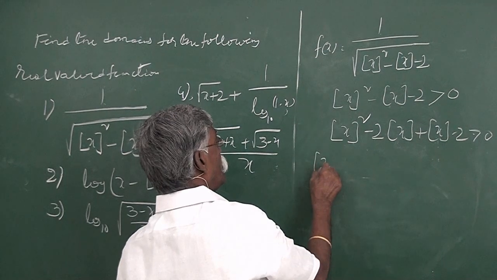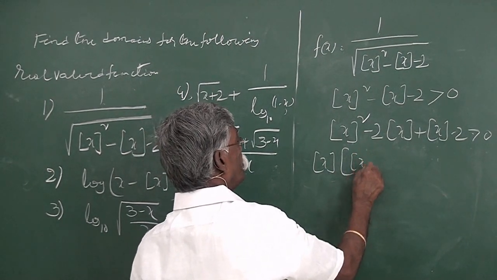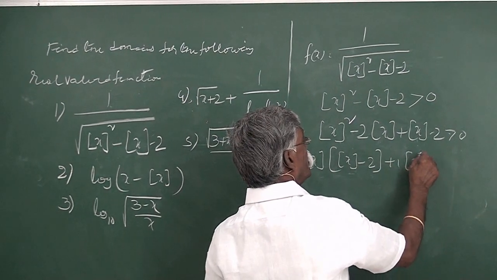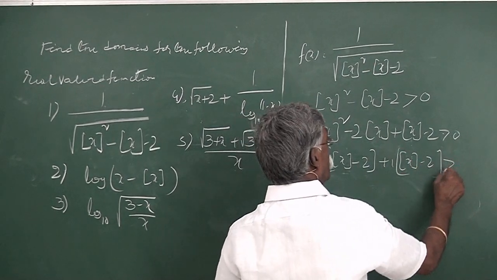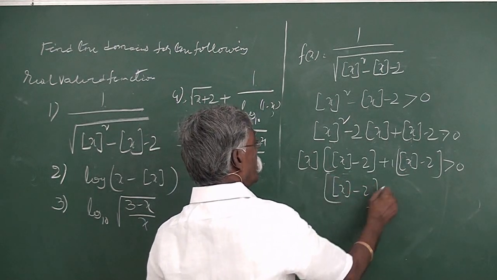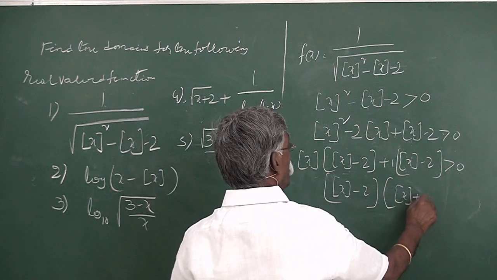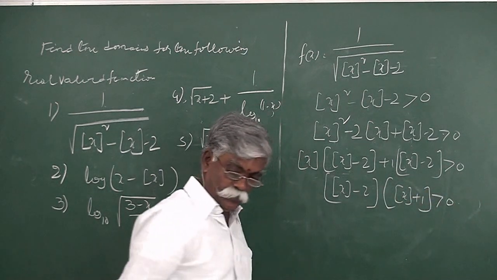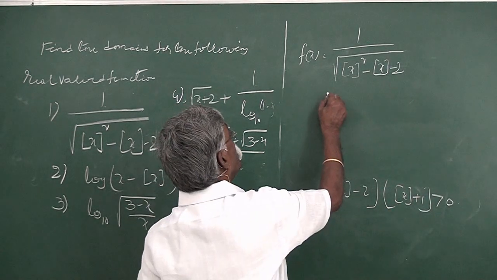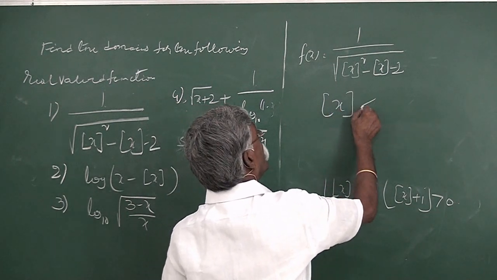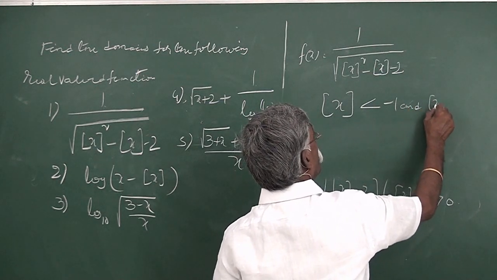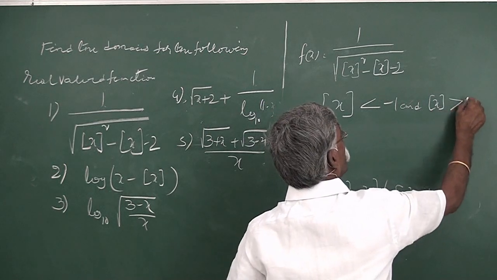and [x], if you take common, this is [x] minus 2 plus 1 into [x] minus 2 greater than 0. That means [x] minus 2 into [x] plus 1 greater than 0. Coefficient of [x] whole square is positive, expression is positive. Therefore, [x] should be less than minus 1 and [x] should be greater than 2.